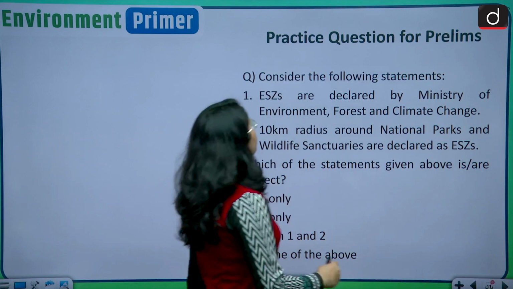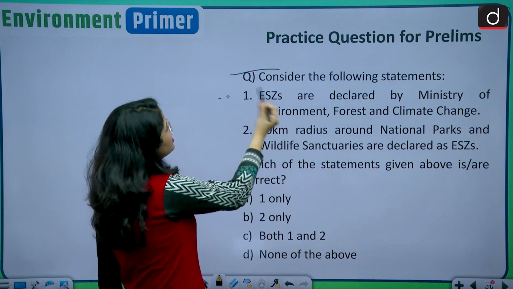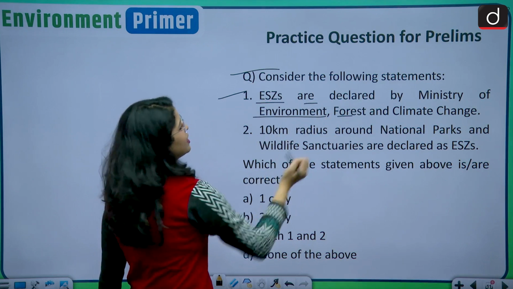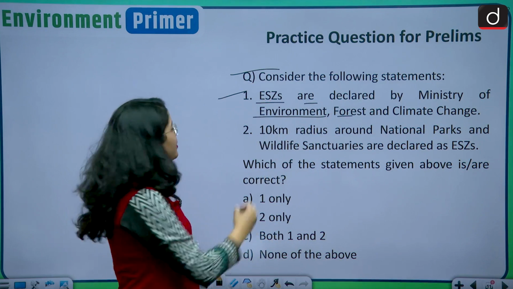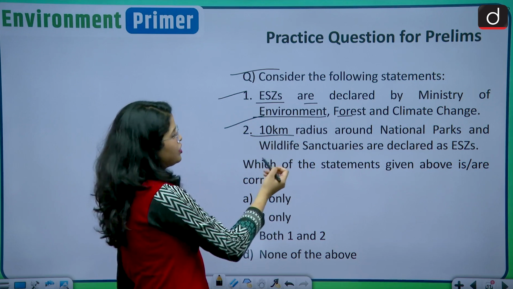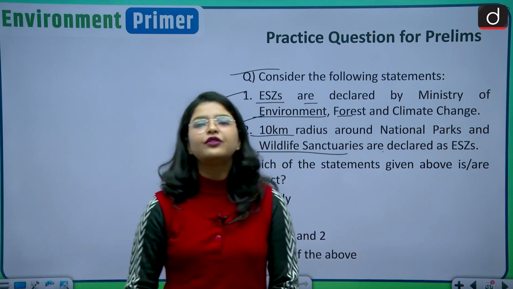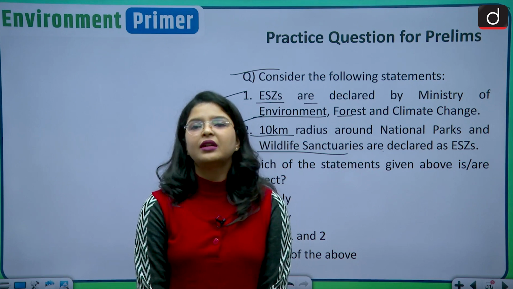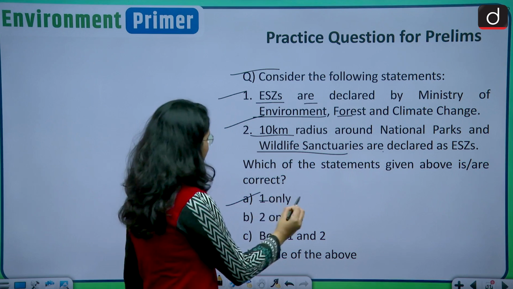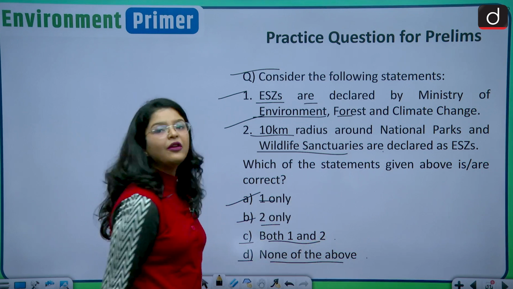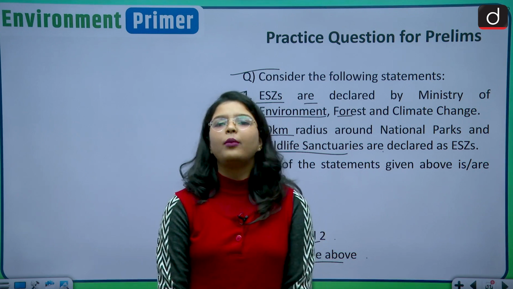So the question is, consider the following statements. Statement number 1: eco-sensitive zones are declared by the Ministry of Environment, Forest and Climate Change. Statement number 2: 10 kilometer radius around national parks and wildlife sanctuaries are declared as eco-sensitive zones. Which of the following statements given above are correct? Options are, option A is 1 only, option B is 2 only, option C is both 1 and 2, and option D is none of the above. Kindly drop your answers in the comment box below.